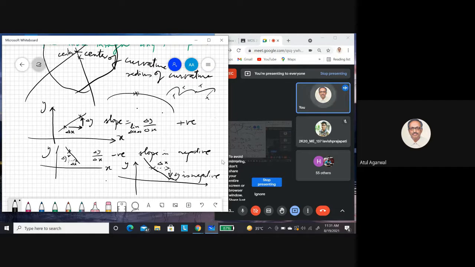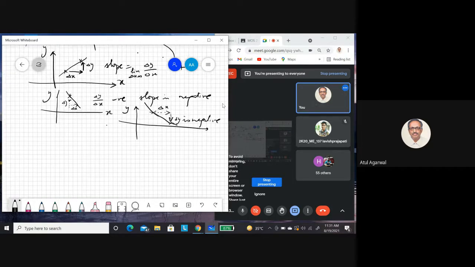Now I'll take a different coordinate system. I take my x-axis positive up to the right, y-axis positive in the downwards direction. Now I'll show you a line. Can you tell me whether the slope is positive or negative? Lavish, is the slope positive or negative?